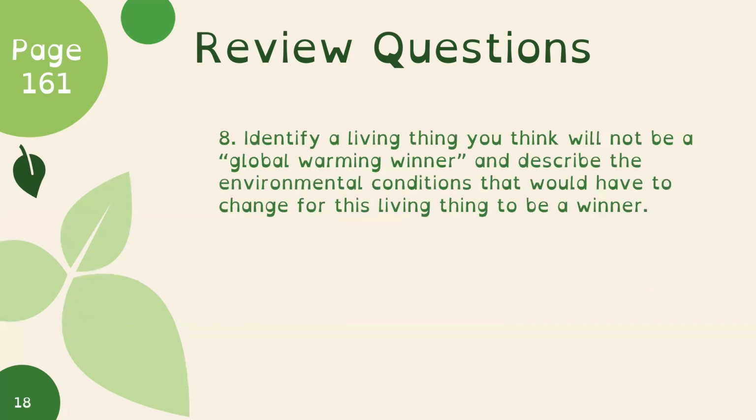Number 8, identify a living thing you think will not be a global warming winner and describe the environmental conditions that would have to change for this living thing to be a winner. This is worded really strangely in your textbook, and I took out a word because it didn't make any sense when that word was in. So it's slightly different than what your book says and what you've been asked to answer.